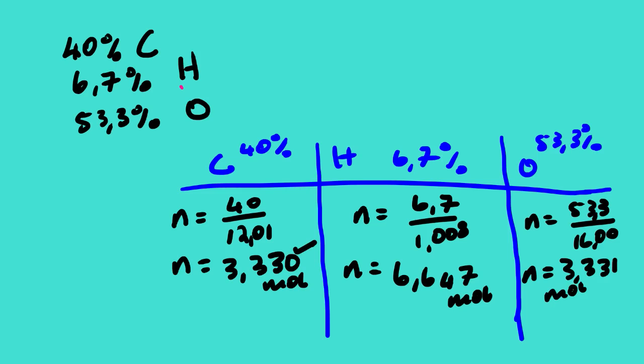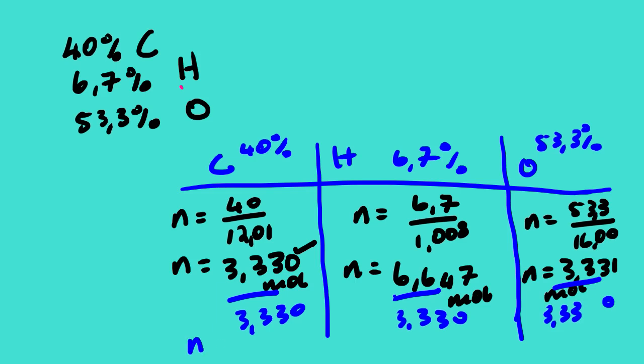So in this case, you compare which one is the smallest. You can see that this is small. It's the smaller number of moles, so we are going to divide by 3.330. Also here 3.330. So here we are going to get 1. This one is 1.996, which is the same as 2. When you round off to the nearest, then this will give us 2.